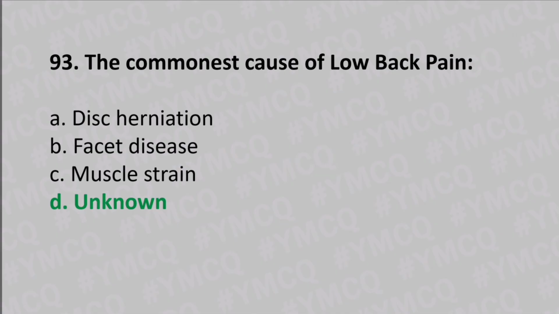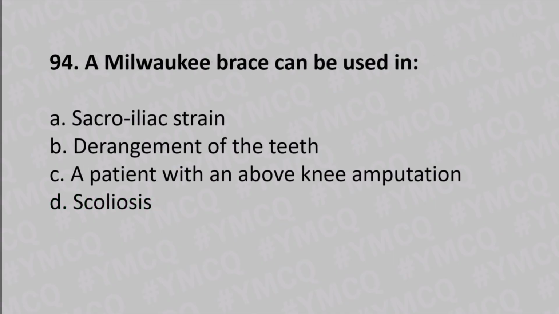Moving to our 94th question, a Milwaukee brace can be used in Option A, sacroiliac strain. Option B, derangement of the teeth. Option C, a patient with an above knee amputation. Option D, scoliosis. And the answer is Option D, scoliosis.